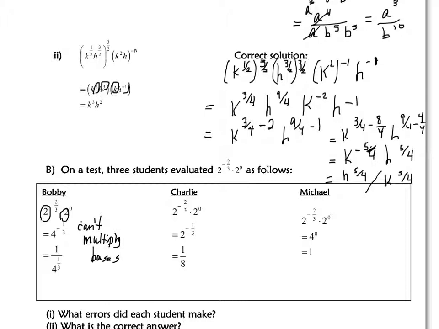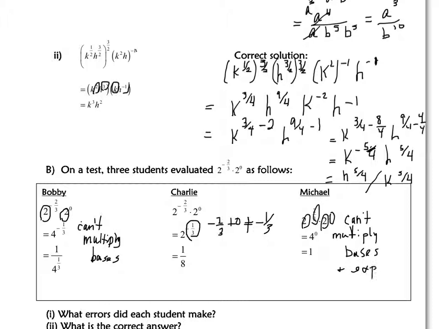Charlie kept the base, but he didn't add correctly. Negative 2/3 and 0 is not negative 1/3, because you're supposed to add the exponents there when you have the same base. And again, it looks like Michael multiplied the bases and got 4 and multiplied the exponents and got 0. So you can't multiply bases and exponents. That looks like what he did wrong.